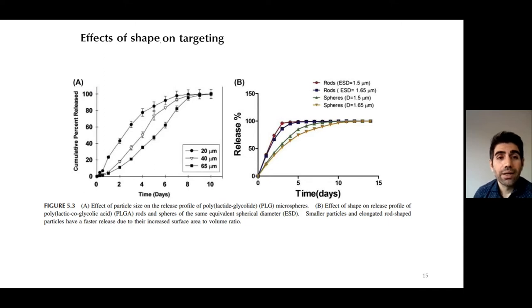And as I said, shape and size play a vital role in the effectiveness of the drug delivery system, or in general, nanoparticles for biomedical applications. As you can see here on the right, we have four different types of nanoparticle. Just their shapes are different. Rods and spheres, these are gold nanoparticles.